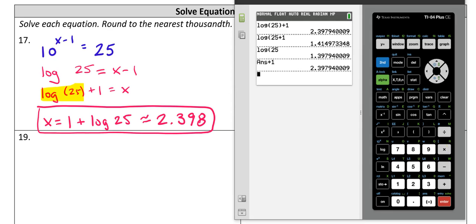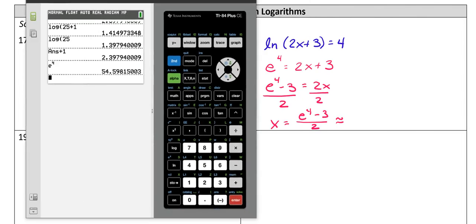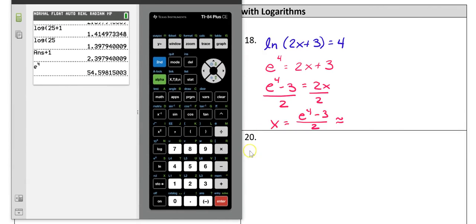Okay, I'm going to start by typing in e to the 4th. So second, I'm going to use this e right here because it provides the exponent for me. I'm going to get that number. So e to the 4th. What did I do after I found e to the 4th? Well, I need to subtract 3 from it. So minus 3. And then I'm going to divide that by 2.